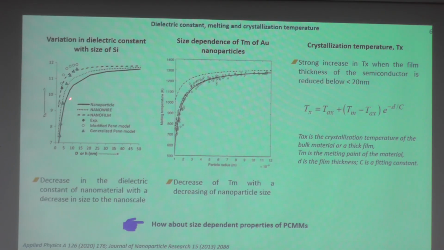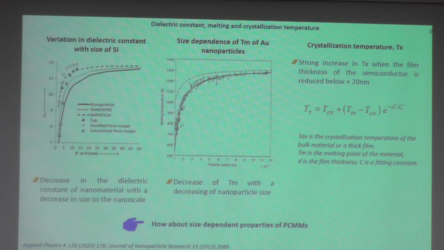First, it was found that the dielectric constant changes with the size of silicon. Here these are nanoparticles, and here this is a nanofilm. So we see the reduction in the dielectric constant. Then the melting point is also changing, so it increases for nanofilms and nanowires too. And the crystallization temperature also changes for silicon thin films with thickness less than 20 nanometers, and it can be calculated by this equation. So we can see that the material properties change with the size.